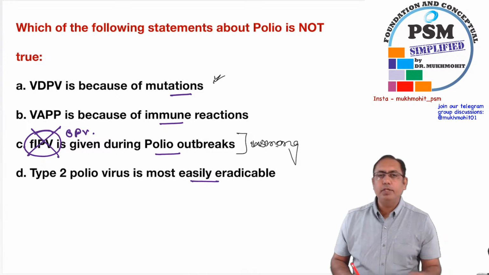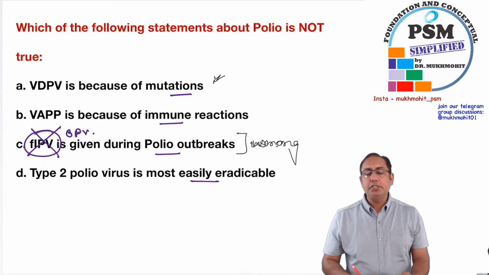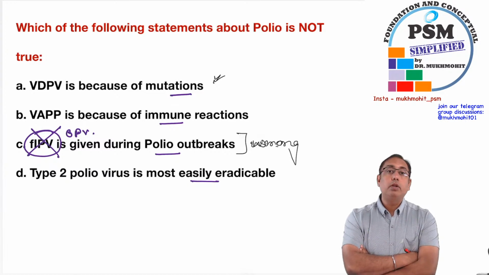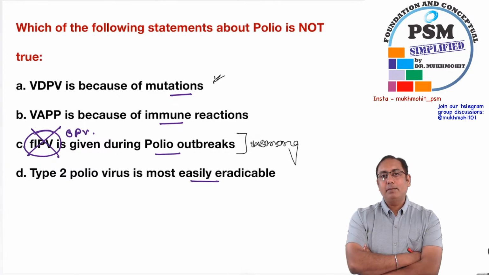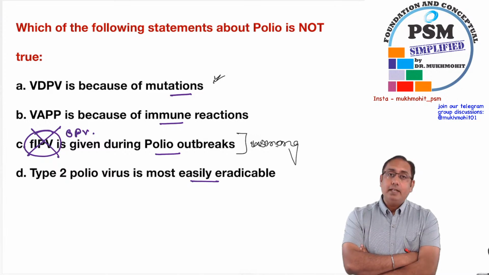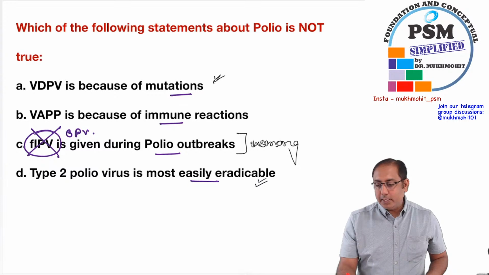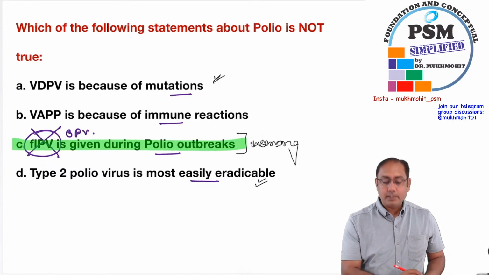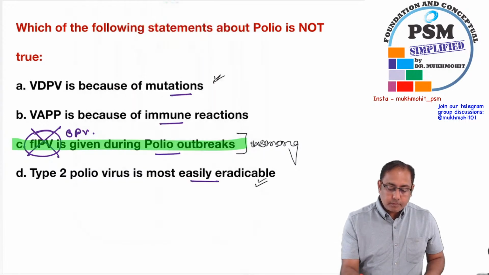VDPV is because of mutations, usually more than 2% change in the genetic makeup of the polio viruses of the oral polio vaccine. We may land up with VDPVs, vaccine-derived polioviruses. VAP is because of immune reaction. Type 2 is most easily eradicatable. This is also correct. So the best answer you would like to mark for your exam is option number C.